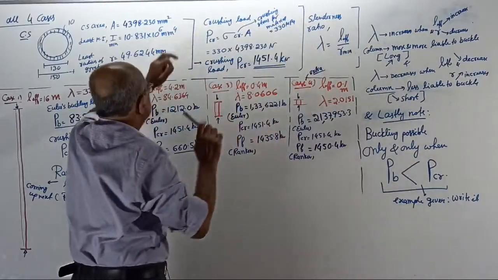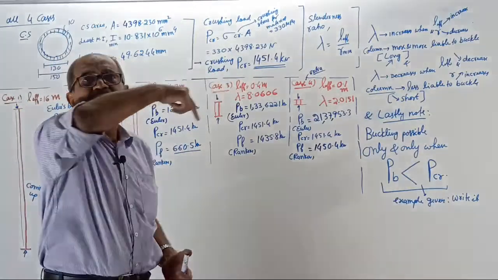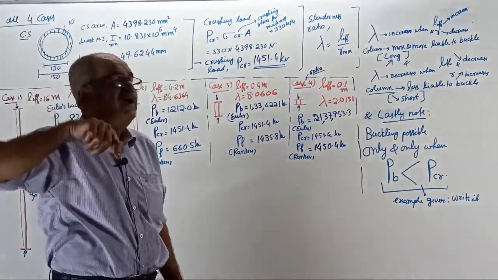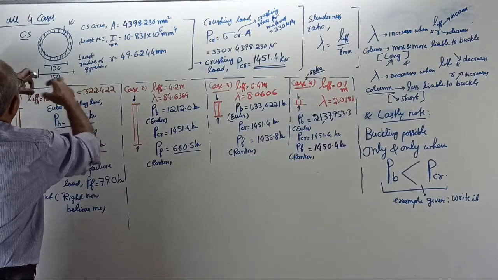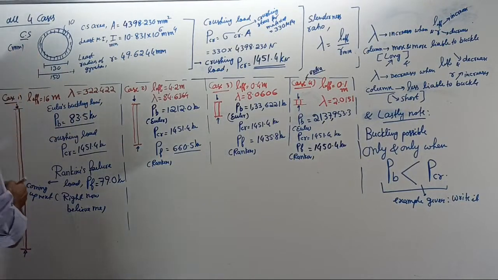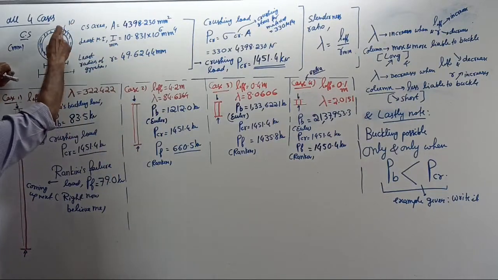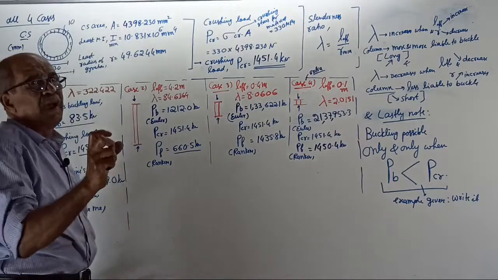See now, statements. For all the 4 cases, your column is a circular section of outer diameter 150, all dimensions in millimeter. Okay. Outer diameter 150, thickness 10, inner 130. This is the material. That is a thick pipe.